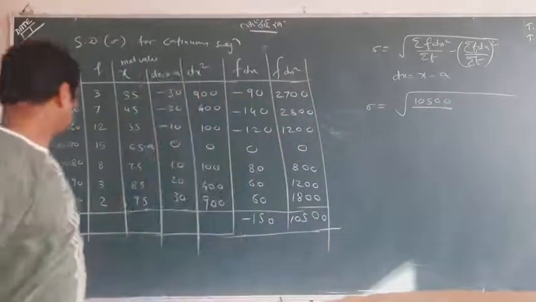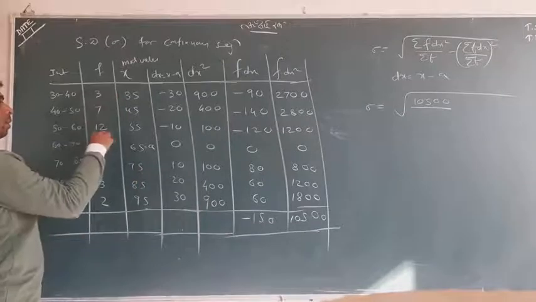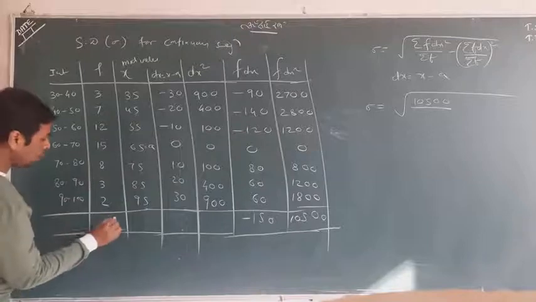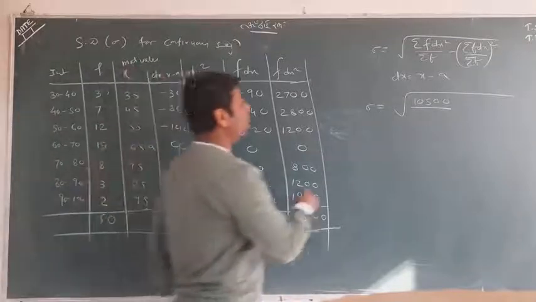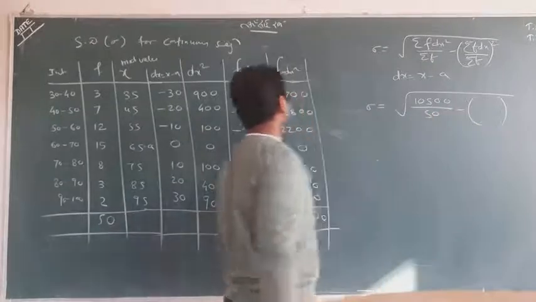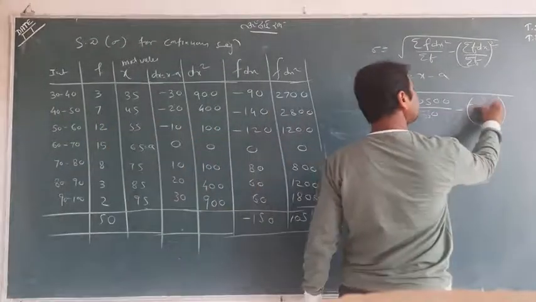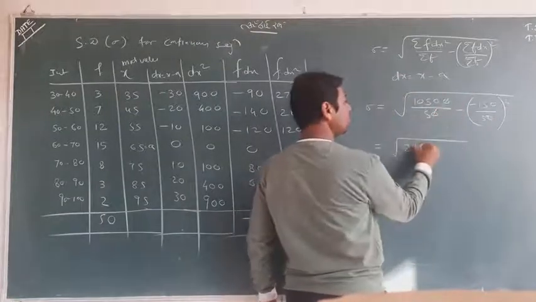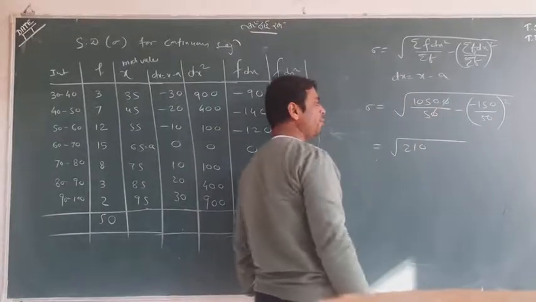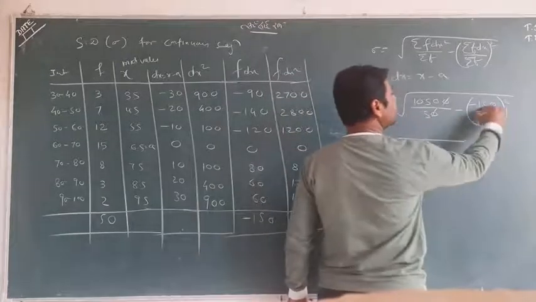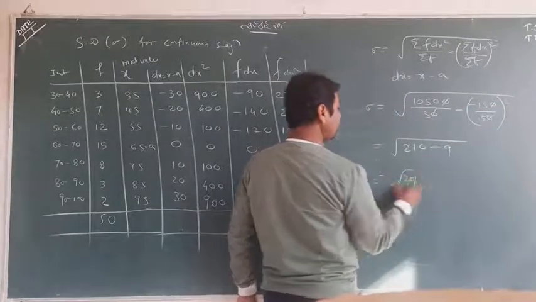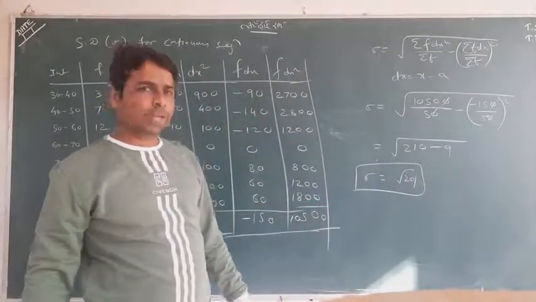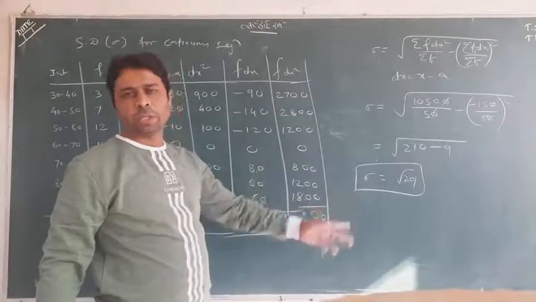Summation f is yet to count: 7, 3, 10, 12, 17, 25, 28, 30, 3, 4, 5, 50. So okay, I'll write 50 here. Summation f dx square upon summation f, minus, minus 150 upon 50, whole square. Now these two will cancel, and after cancellation by 5 we have 210 minus 9. So we have the answer 201. This is the answer. You can find the root by the long division method, and variance is equal to the square of the standard deviation, and it's your answer.